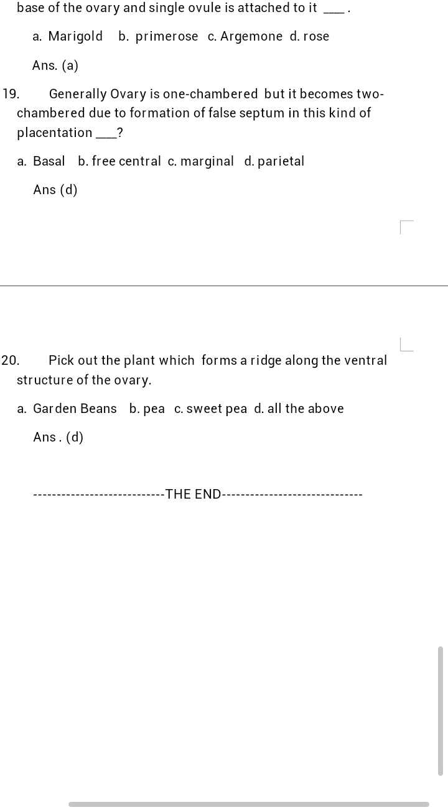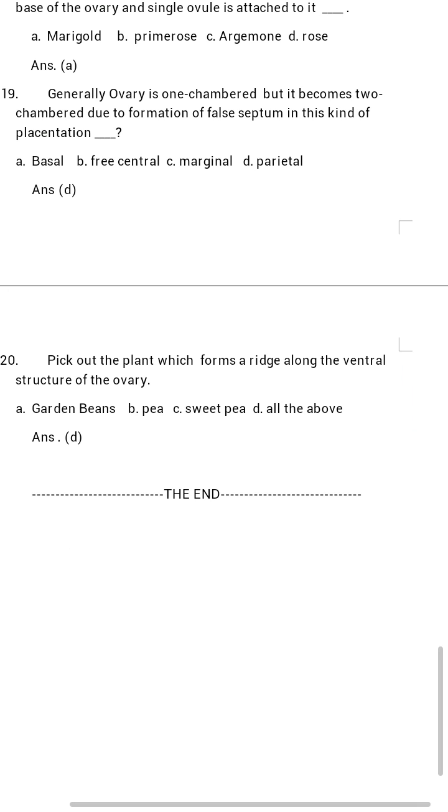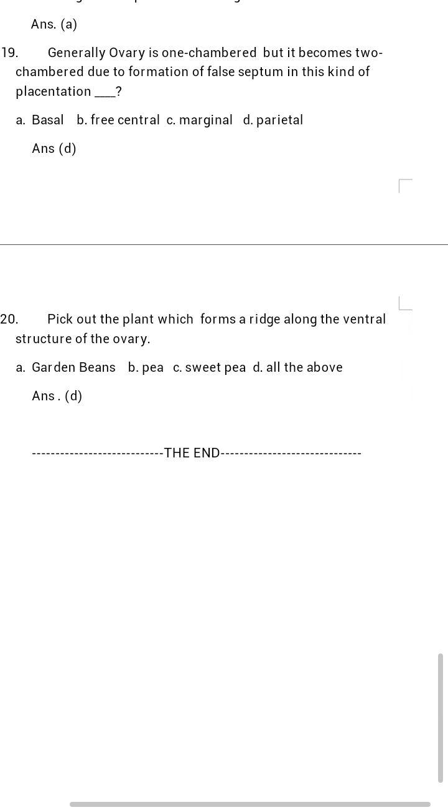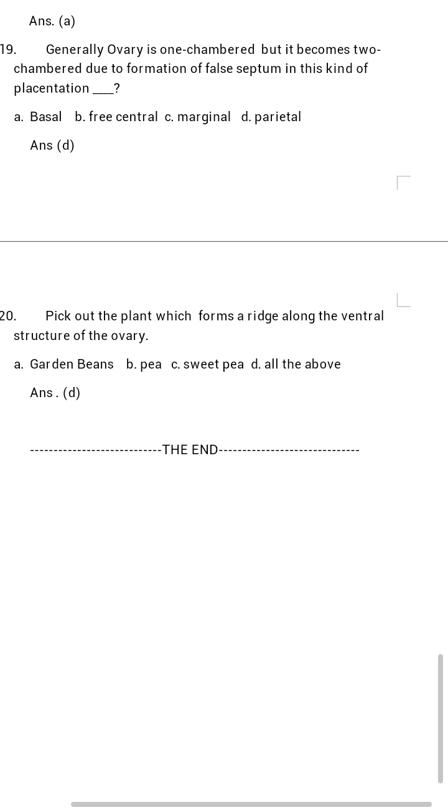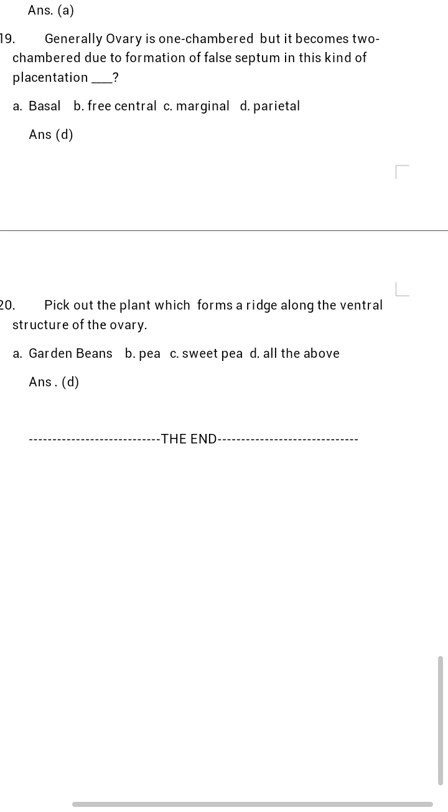Generally the ovary is one chambered, but it becomes two chambered due to the formation of a false septum in this kind of placentation. So what is that kind of placentation? Septum means a separation layer. That too, it is not truly present. It is partially present, so it is called a false septum. What could be the type of placentation?